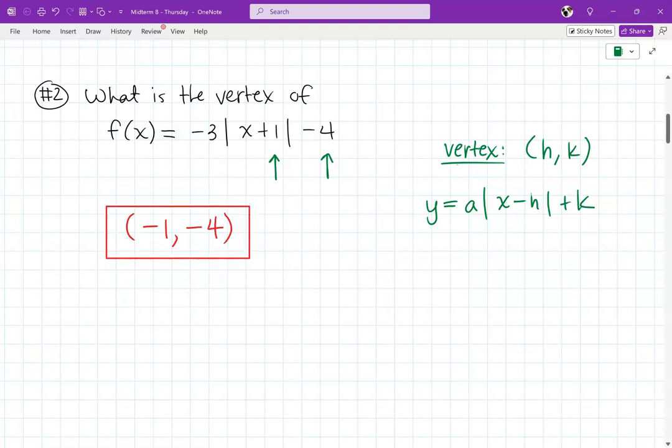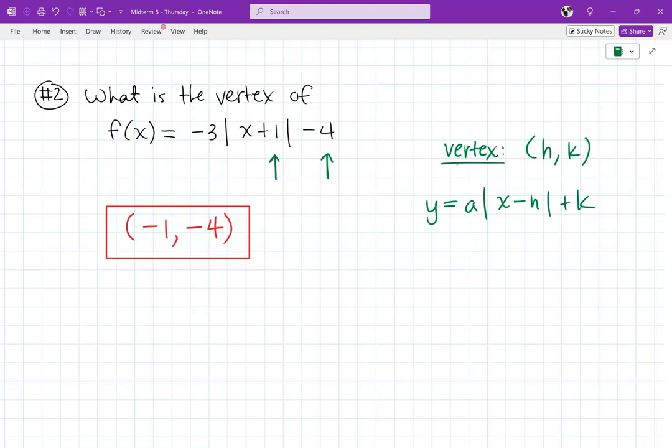So it doesn't require any work, really. You just have to identify it and write it down. That's your vertex. That's the pointy part of the absolute value. Because remember, absolute values look like the letter V, or an upside down V. In our case, this is an upside down V because A, the -3 value, is a negative number, so it opens down. If it's positive, it opens up.